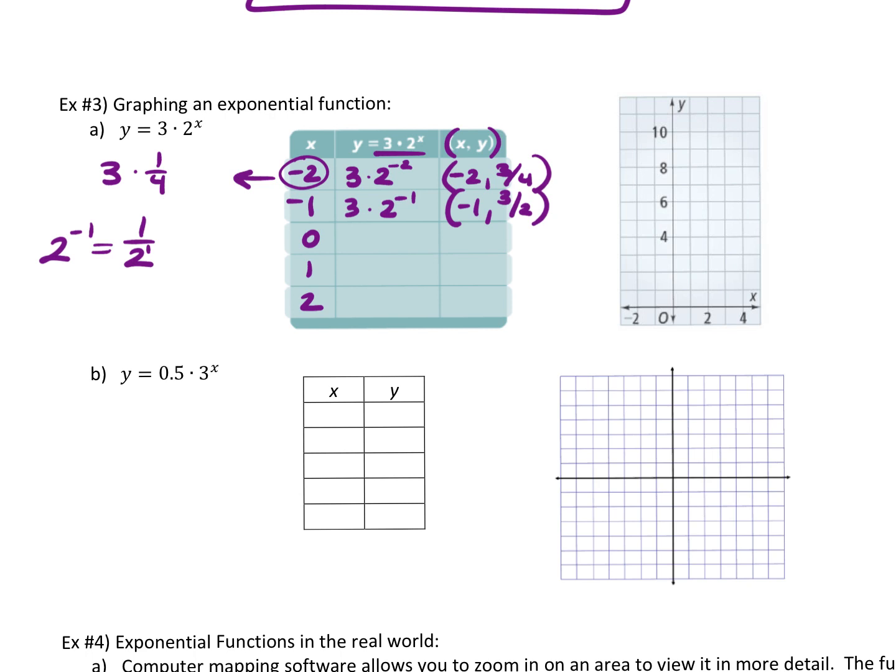Okay. Plug in a 0. 3 times 2 to the 0 power. What is 2 to the 0? 1. What's 1 times 3? 3.